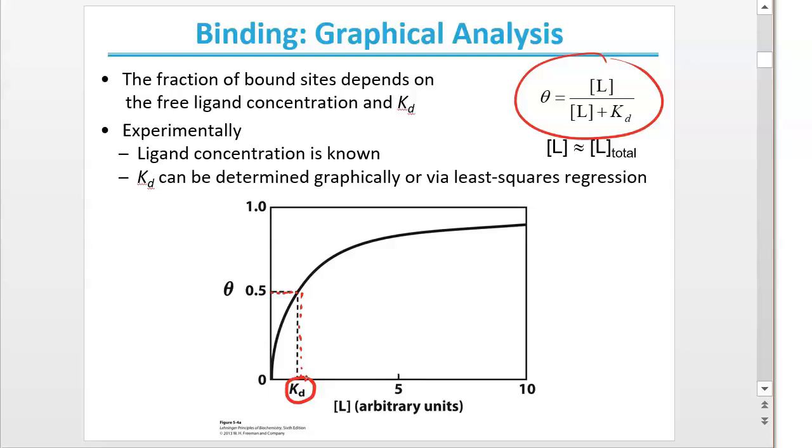If that binding is more loose or less favorable, then your curve will be shallower and the concentration of ligand that is required will be much larger. Conversely, if the binding is tighter or very favorable, then this curve will be steeper. Let's try that again. And then your dissociation constant will be much smaller.